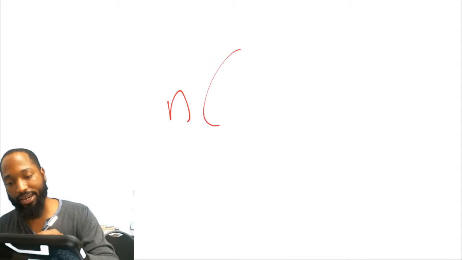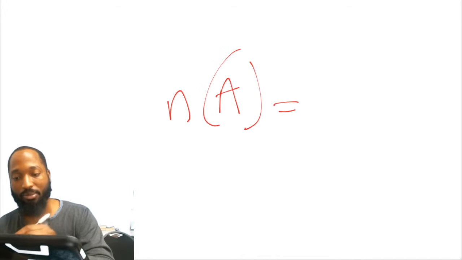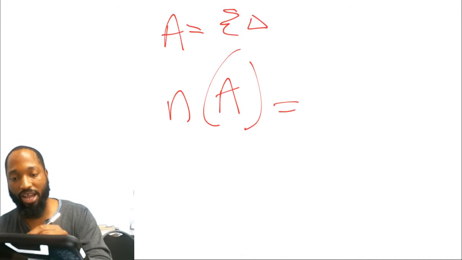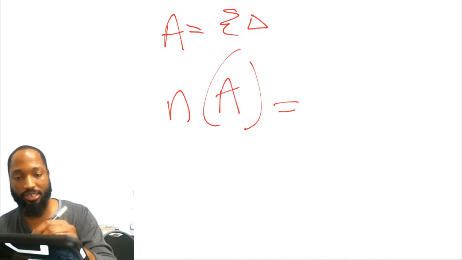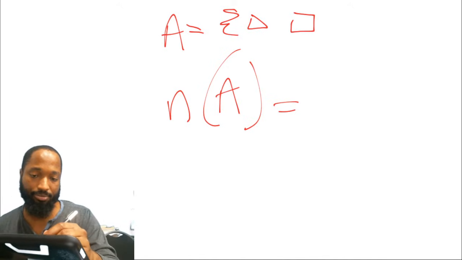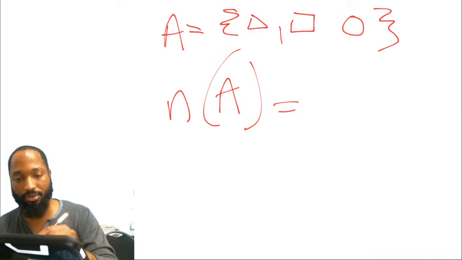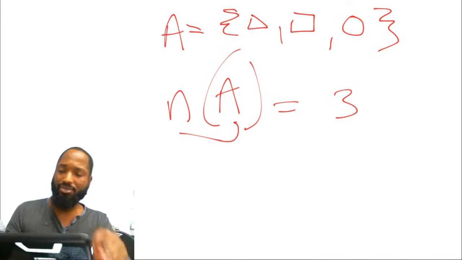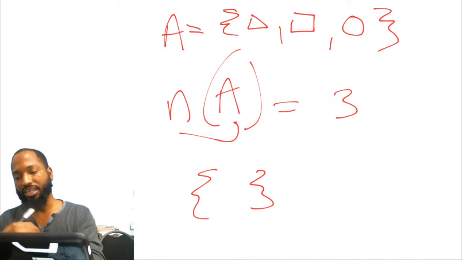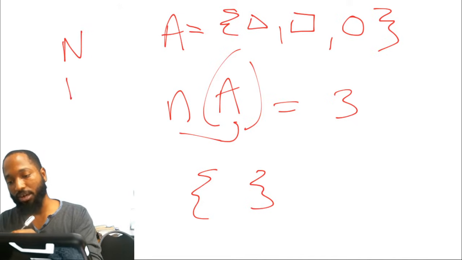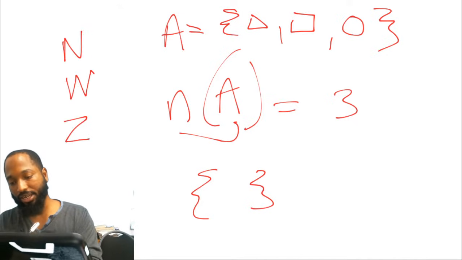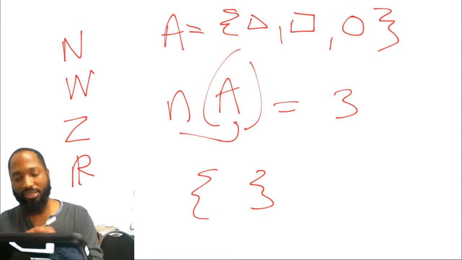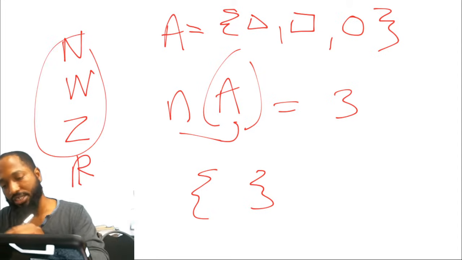The next thing that we learn is this: n(A) stands for how many elements are in A. So if A was triangle, square, circle, the number of elements in A is 3. Those are the major things. This means the set of; you need to always know these are natural numbers, whole numbers, integers, real numbers, just in case they use them, but they'll normally use these.